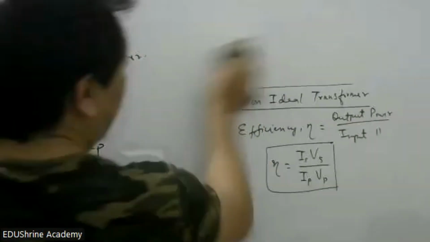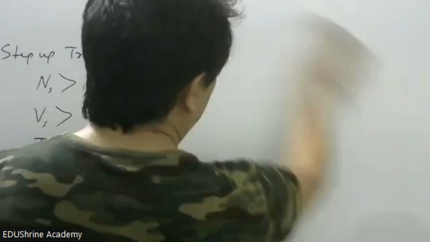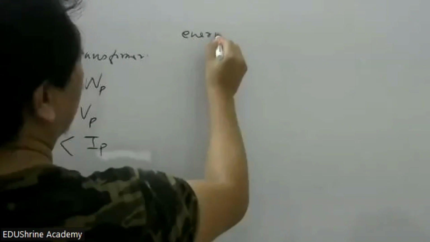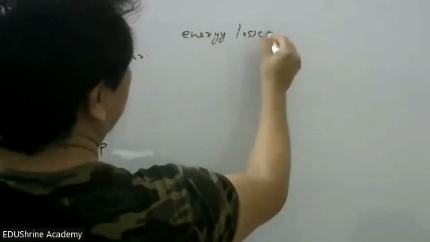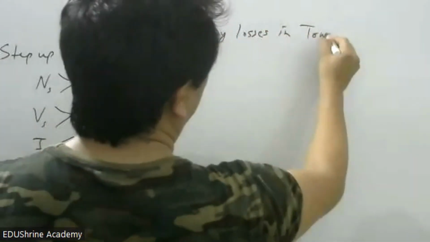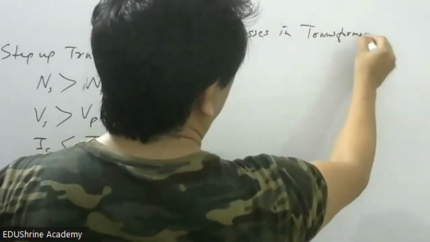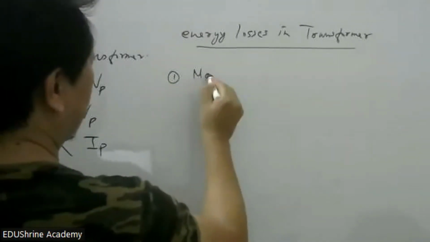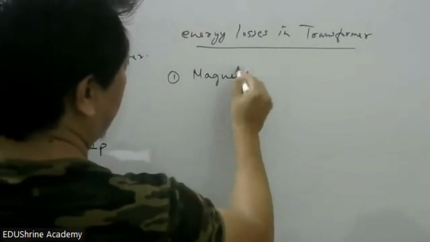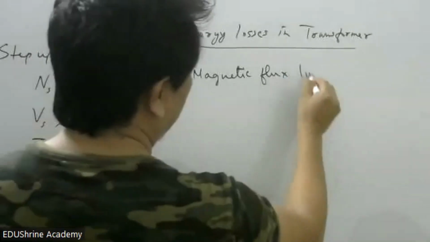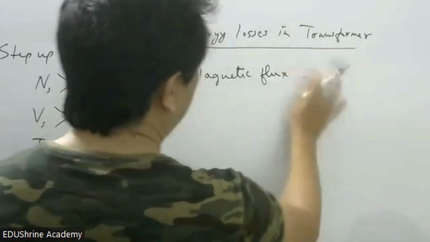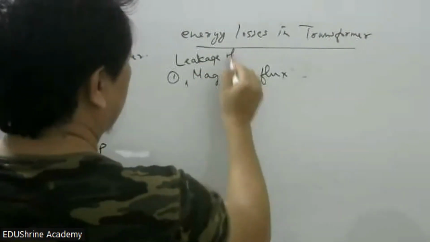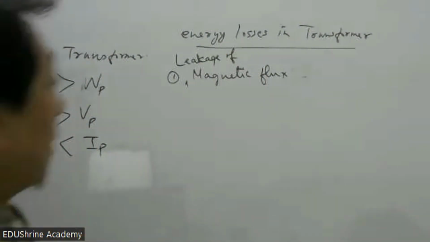Okay, so let us now quickly discuss what are the energy losses. Write down. Energy losses in transformer. The energy losses in transformer are: number one, magnetic flux leakage, or leakage of magnetic flux. So this is one loss, leakage of magnetic flux.